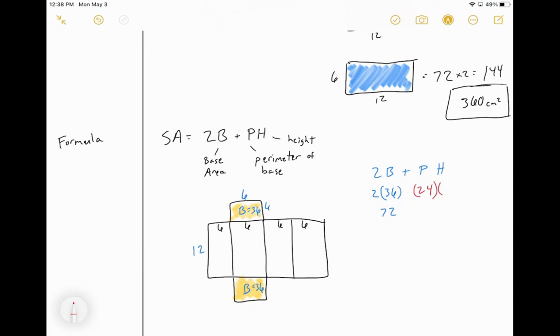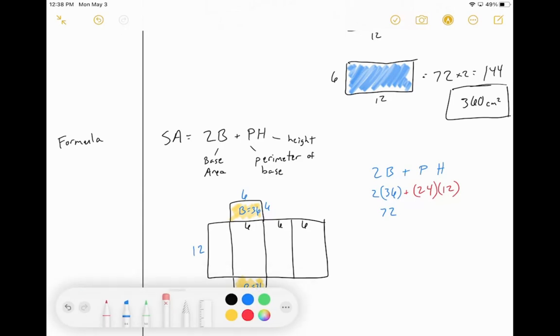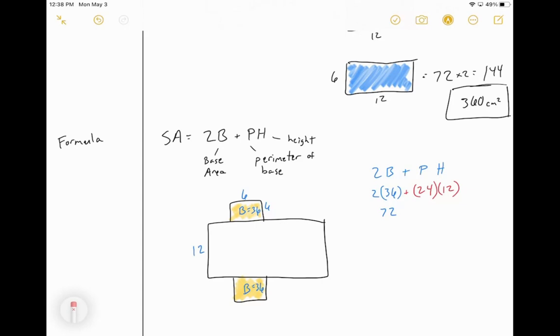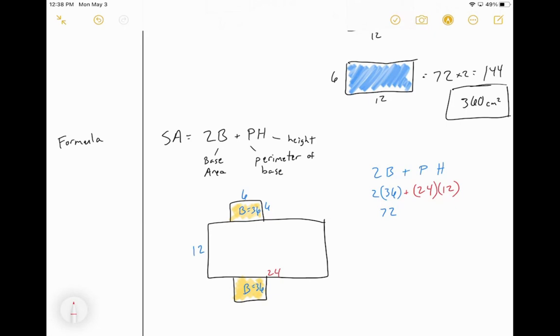And the height of the whole shape is 12. So again, where did I get that 24 from? Because instead of going 6 plus 6 plus 6 plus 6, I said, no, let's just add them all together and make 24. All right, so we do 12 times 24 in our calculator. And you get 288. And then you add that to the 72, and you end up with your 360.